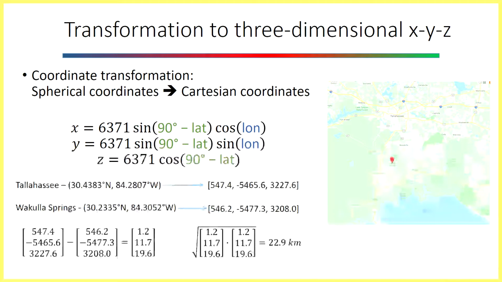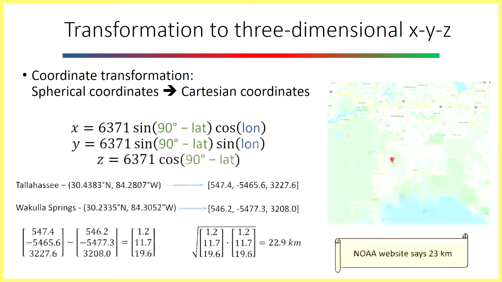To check this, I went onto the NOAA website and I plugged in those two latitudes and longitudes to calculate the distance between them, and it told me 23 kilometers. That's pretty close. Could just be a rounding error. But let's try one more example. Let's calculate the distance between Tallahassee and Hong Kong, China.